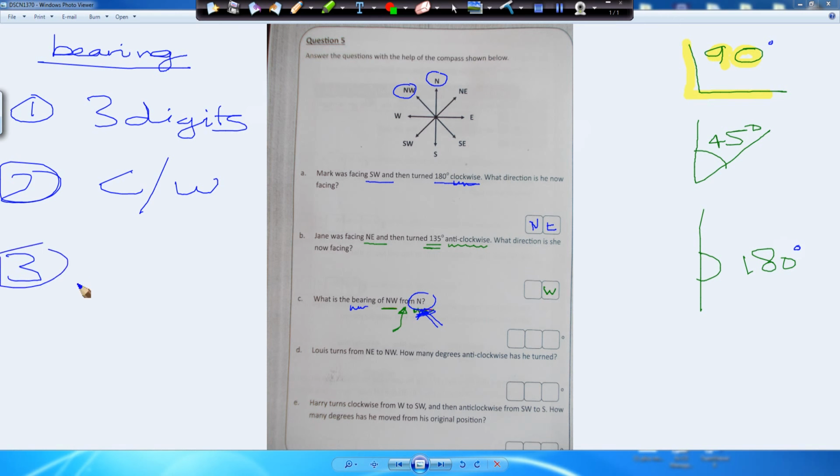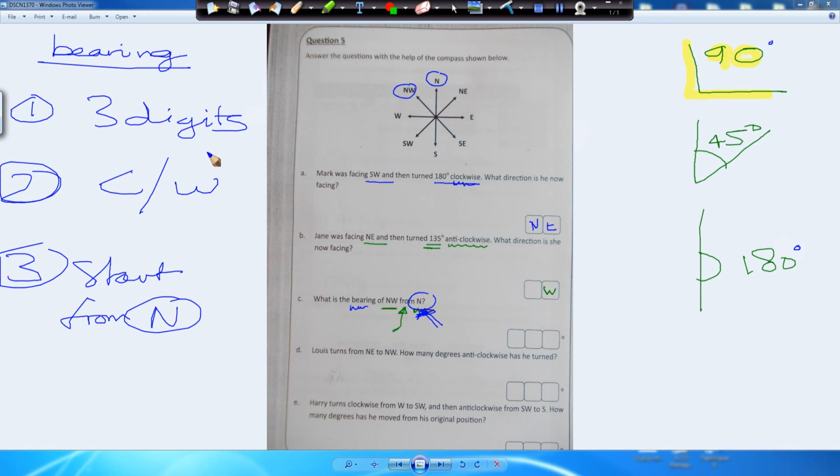Number 3. Where do bearings start from? Bearings always start from the north direction. Whichever place you have to be, you have to start from its north direction. But here we are actually starting from north, so it makes it a bit easier.